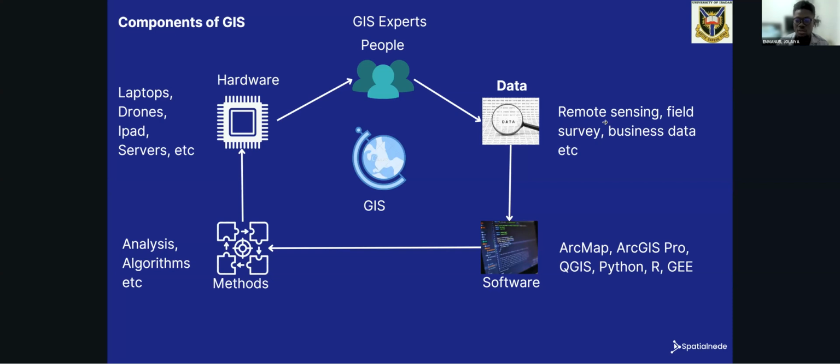So there are a lot of GIS software actually, a lot of GIS and remote sensing software. These are just a few of the available software. And having this software and data is not enough. You need to know what you want to do.